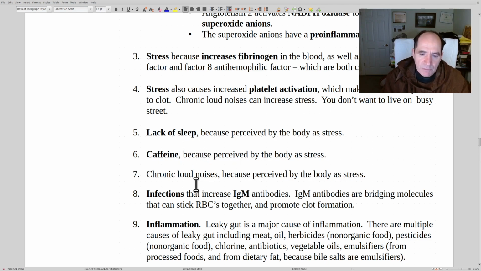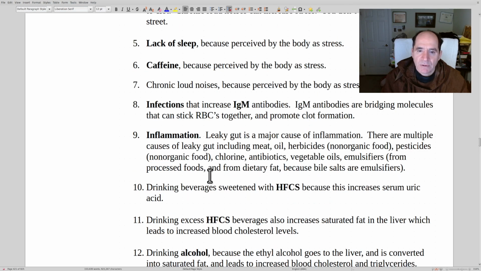Lack of sleep, caffeine, we talked about that. Chronic loud noises. I like what Schopenhauer said. It's a sign of the smarter the person, the less they like noise, because a smart person is thinking about something and the noise distracts them from the thinking, so it annoys them. But if a person doesn't have a thought in their head, they don't mind the noise so much.